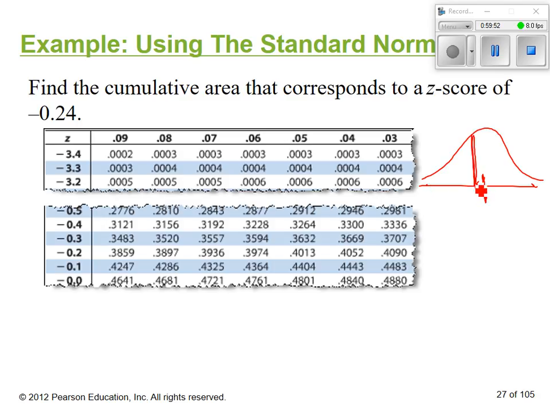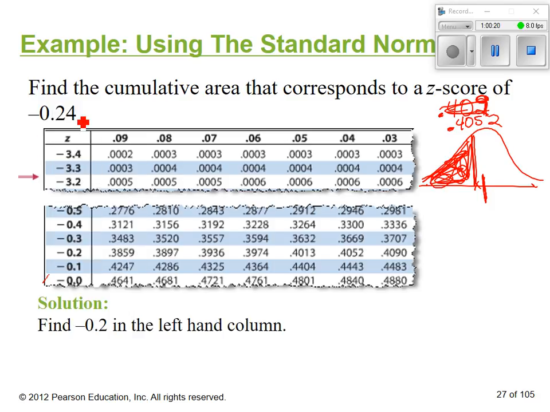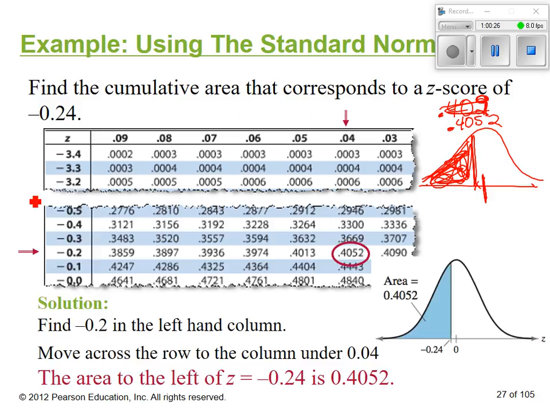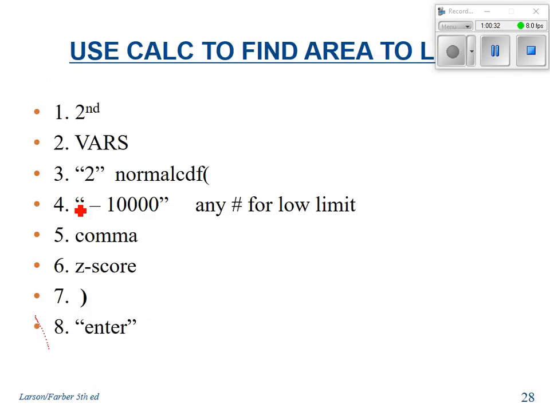So we're looking at this, and the area to the left, we're saying, is about 0.4052. So a little less than 41% of the data falls on that side. So we go down to negative 0.2, over to the 0.04. We're right there. That's how we use this chart.